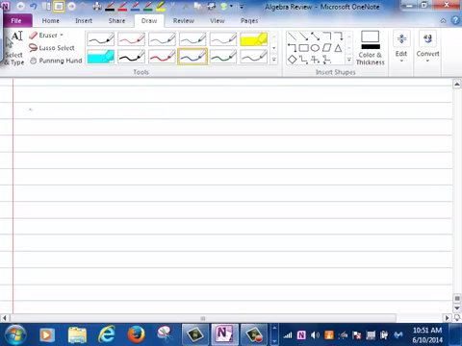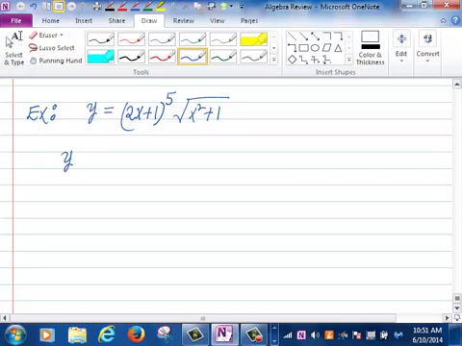Let's do one more practice with the chain rule. Suppose I have y equals (2x plus 1) to the 5, and then I have the root of x squared plus 1. Now, in this case, I cannot apply the chain rule directly. What I have to do, though, is first of all think of this as the product of two factors, and I have to apply the product rule first. So, by using the product rule, what do I have?